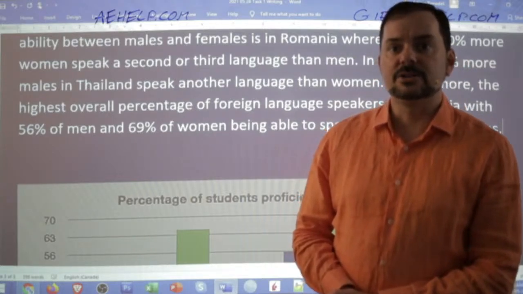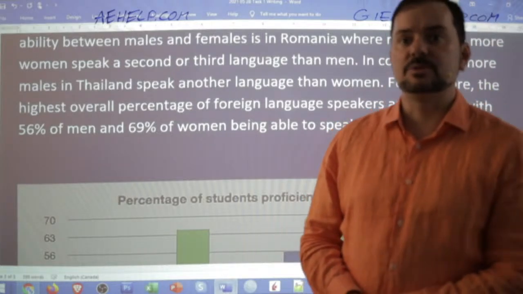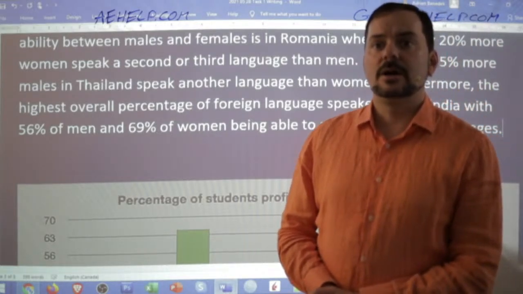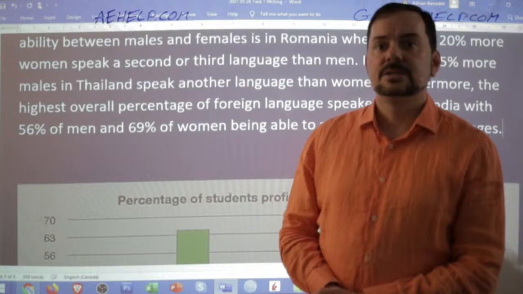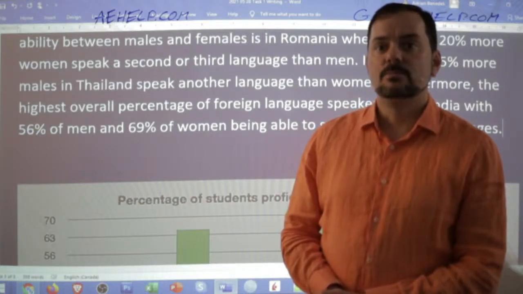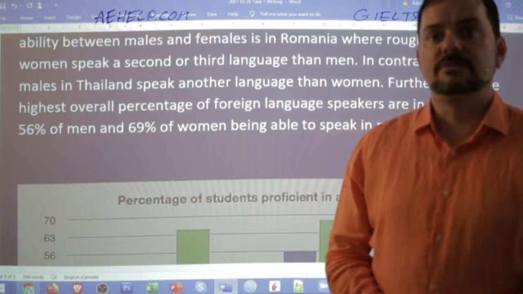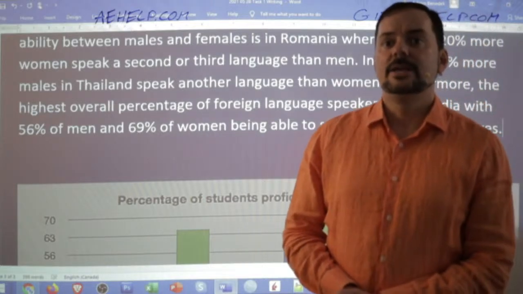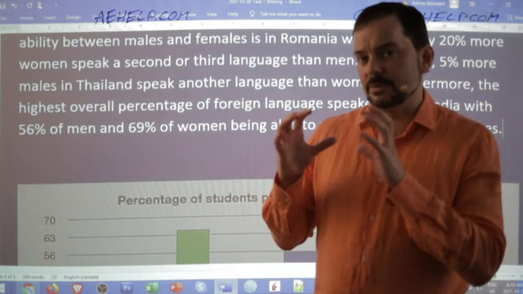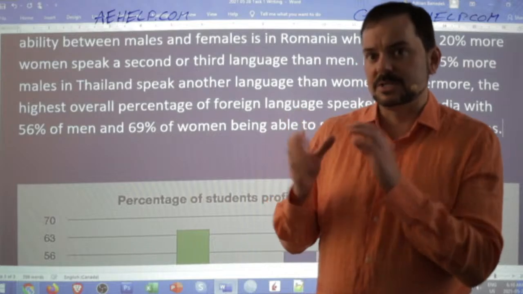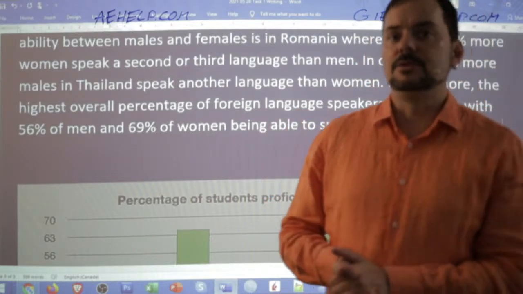more than males, showing over 63%. However, this amount is 20% more than males. Conversely, in Thailand, yeah, Rashika, okay, you have the right idea. Just be careful with how you express it. It's a little bit confusing there.